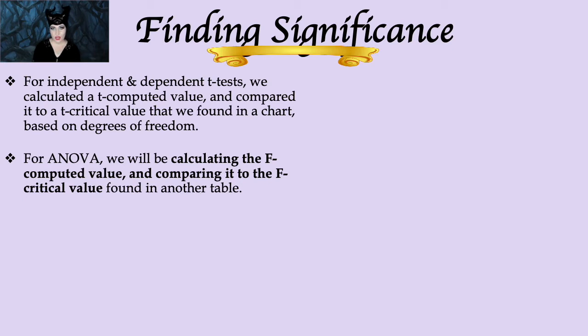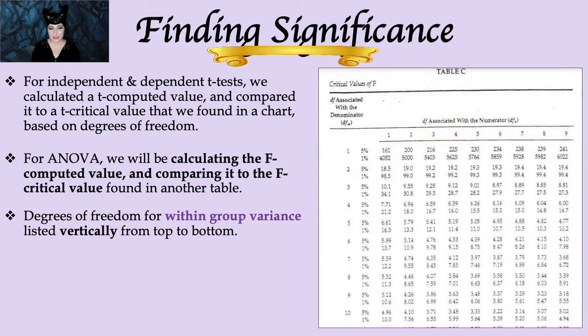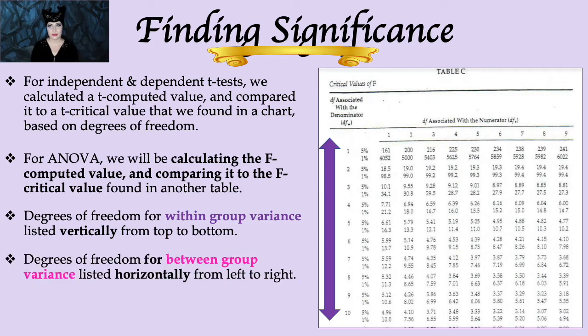For ANOVA, we're going to be calculating the F computed value and comparing it to an F critical value that we find in now a new table. If we look at this table, we can see that the degrees of freedom for within group variance are listed vertically from top to bottom, as labeled by the label above the column, df subscript w. Degrees of freedom for between group variance are listed horizontally from left to right. As we can see, it says degrees of freedom associated with the numerator, df subscript b.